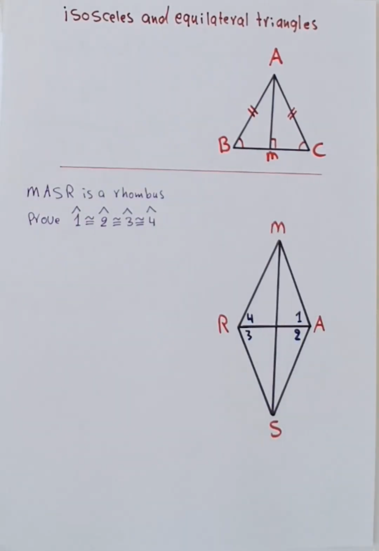Hello dear students, in this lesson I'm going to talk about isosceles and equilateral triangles. First of all, I'm going to talk about the isosceles triangle theorem. In an isosceles triangle, base angles are congruent.